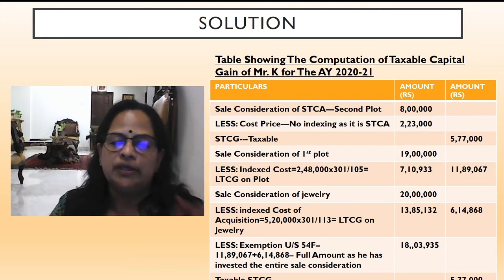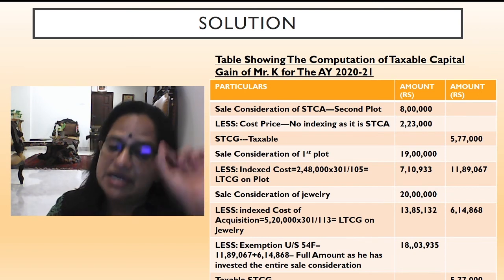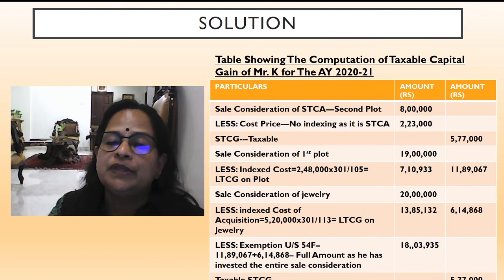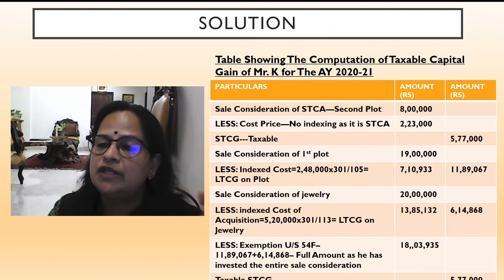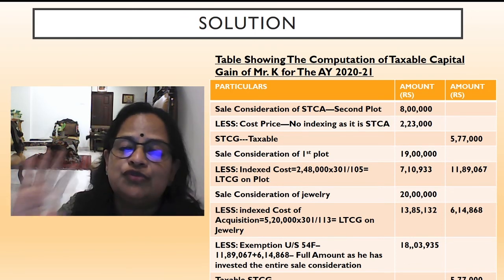6,14,868. So here, if you read the question thoroughly, you have to remember that he has invested the entire sale consideration in the new house property. The house property value is not given in the question. So please read the question carefully. Entire amount, that means you don't have to use the formula of 54F itself.